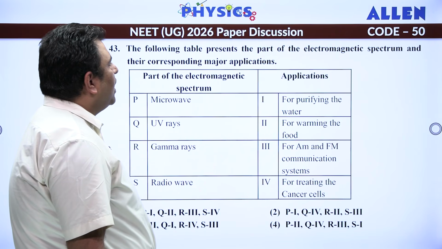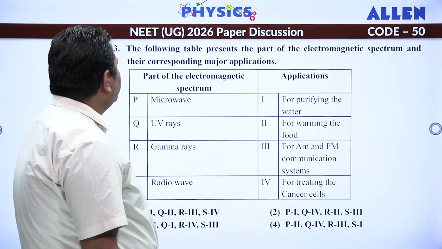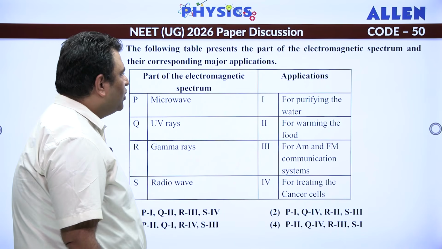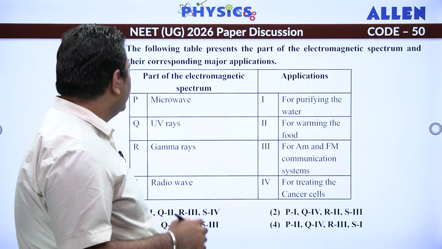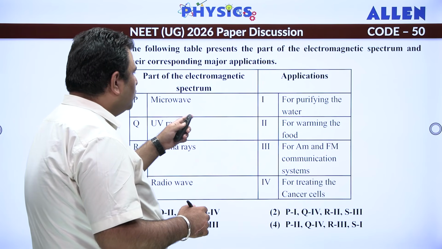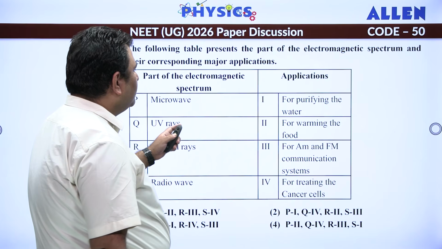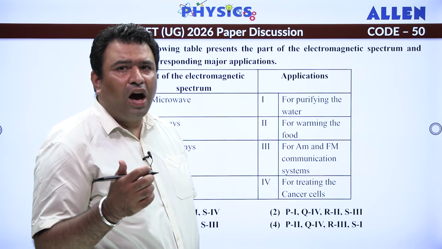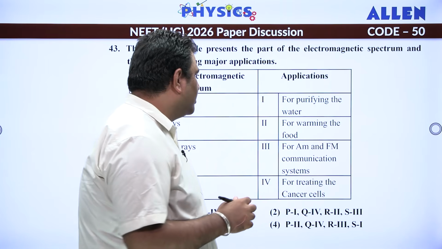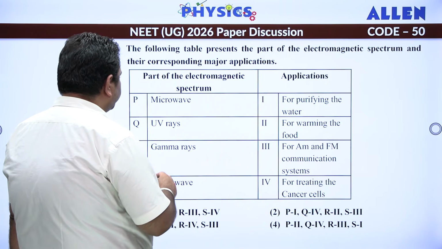The following table represents the parts of the electromagnetic spectrum and their corresponding major applications. Microwave. What is microwave used for? Microwave is used for warming the food. So P is matching with option 2, and UV rays are matching with the purification of water. We generally use UV rays in the RO of our homes, right? So what should be the correct option for this?